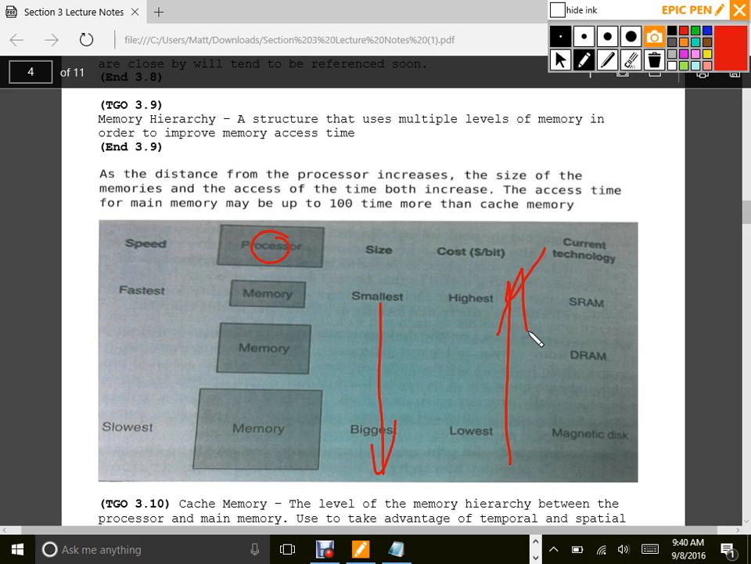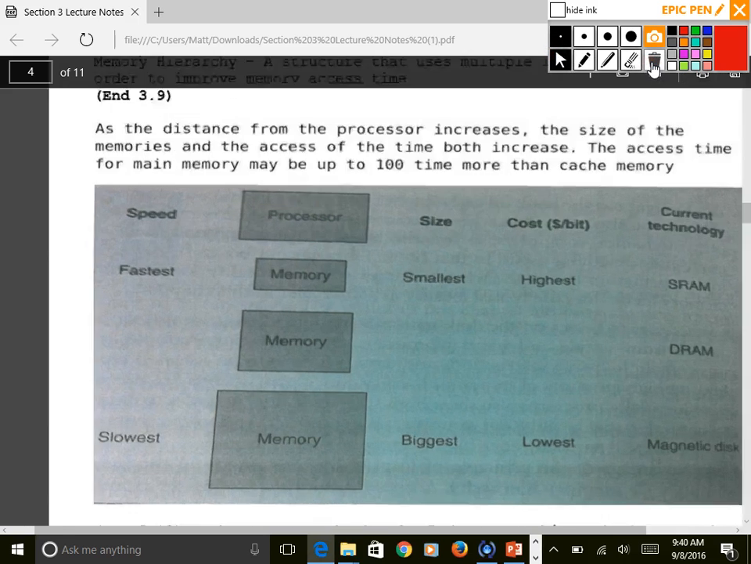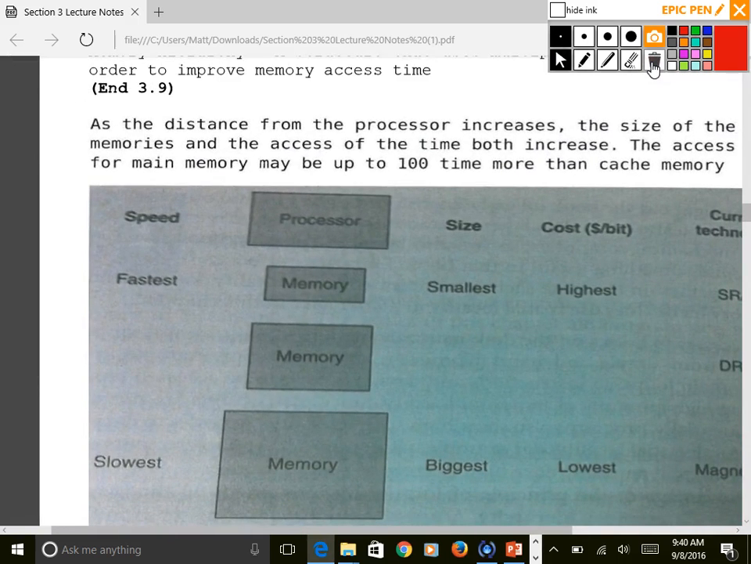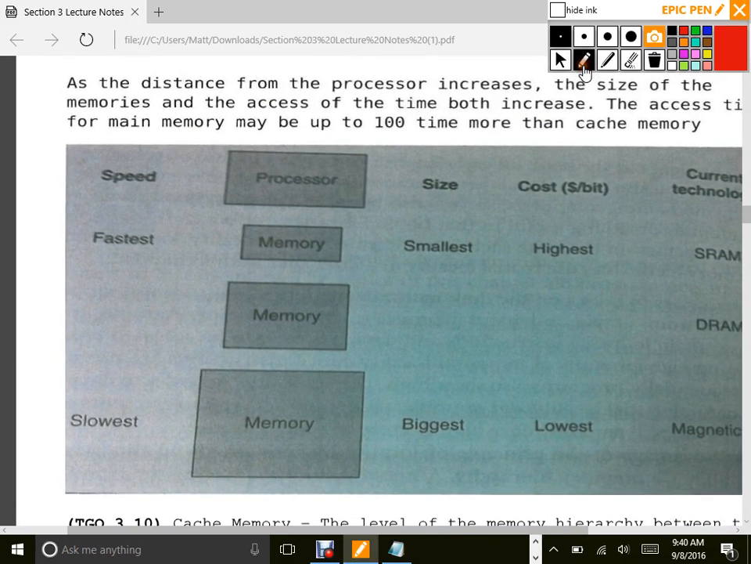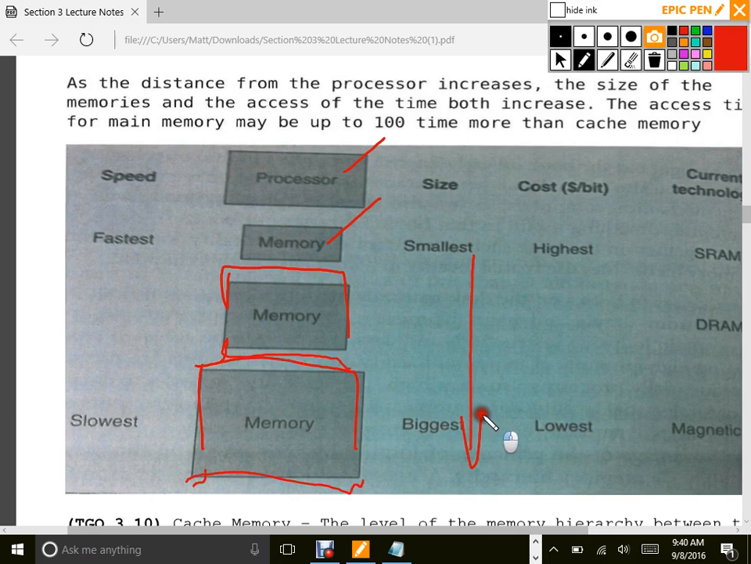If you can't see it, this is a figure from your textbook. This is speed, fastest to slowest, size, smallest to largest. This says processor, memory, larger memory, and even larger memory. So you've got cache levels here, smallest to biggest size. You've got your direct or set associativity. So you have certain trade-offs, and you put in another block and put it back.